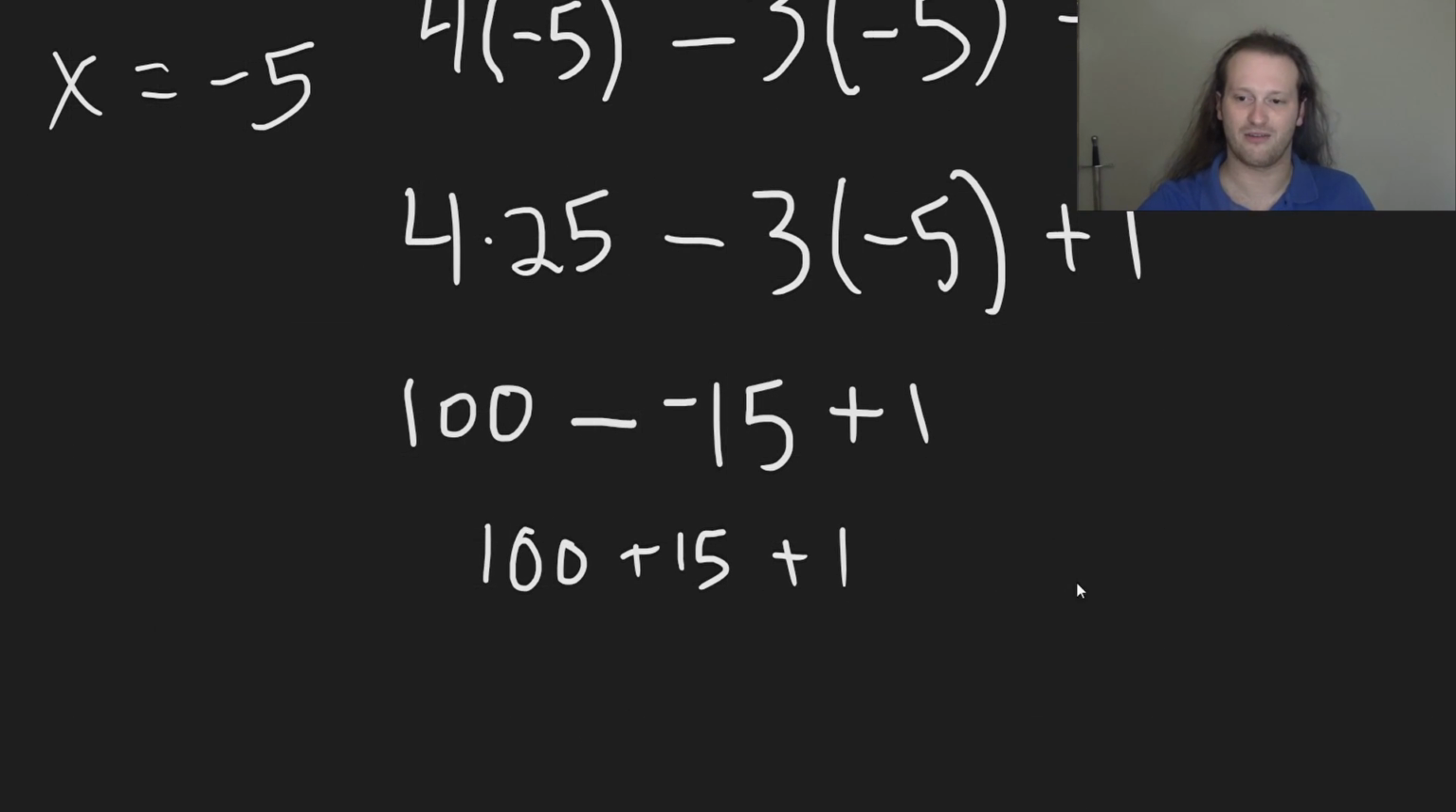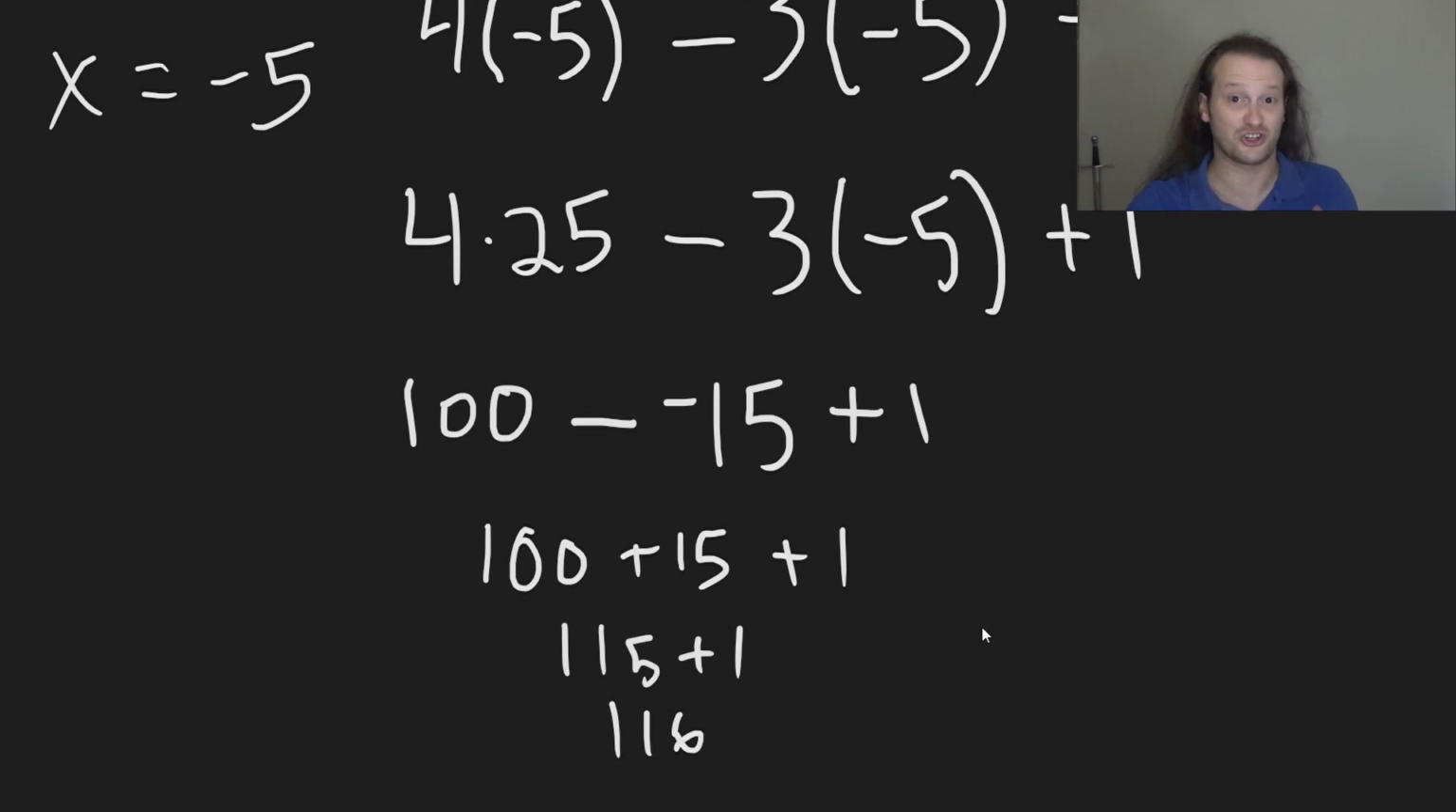Okay, then we have a very tame addition. I can do this if you want, or you could just go straight to 116. It's up to you which steps you want to skip. Some of them are going to be a lot more obvious and a lot harder to mess up.